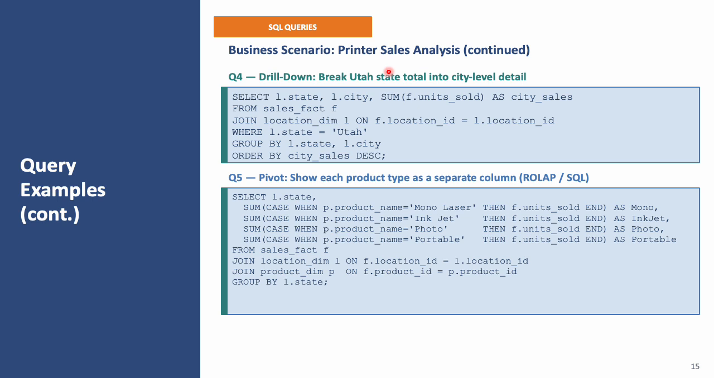This query, in question 4, implements the drill down operation. We start at the state level. So the question is, break Utah's state total into city level detail. So we start at the state level, scope to Utah, and then navigate down to the city level within that state. This is equivalent to expanding a row in a report to see its breakdown.